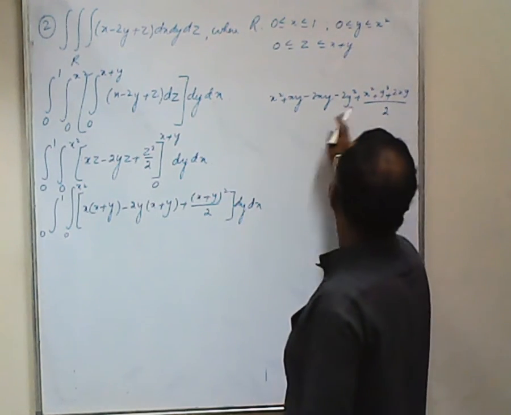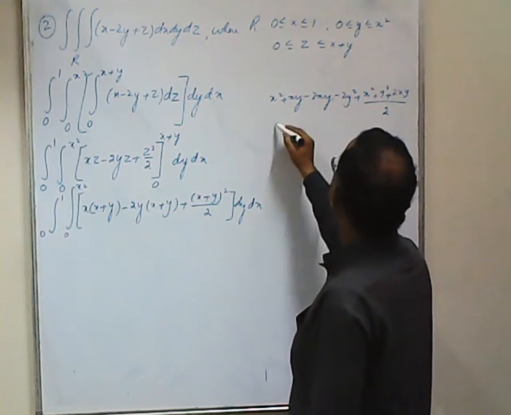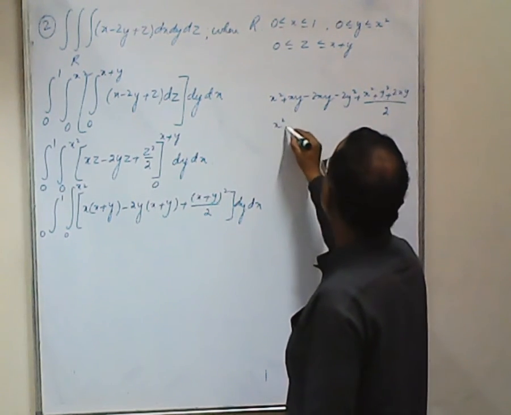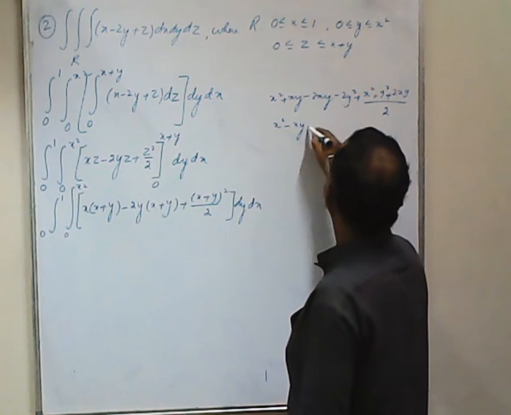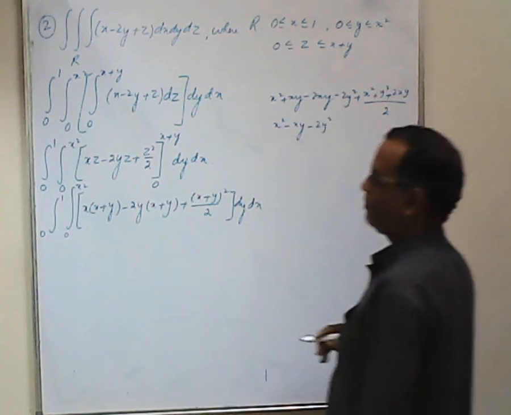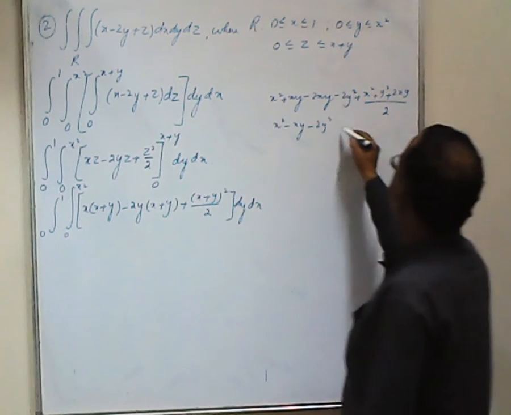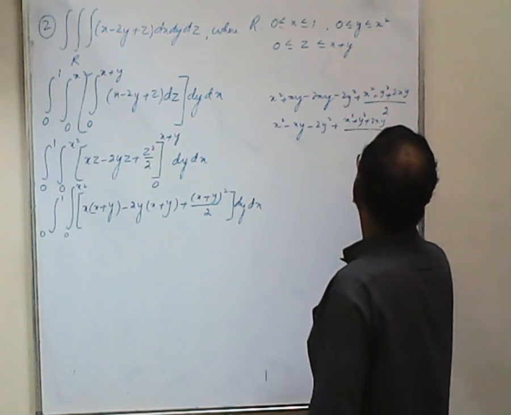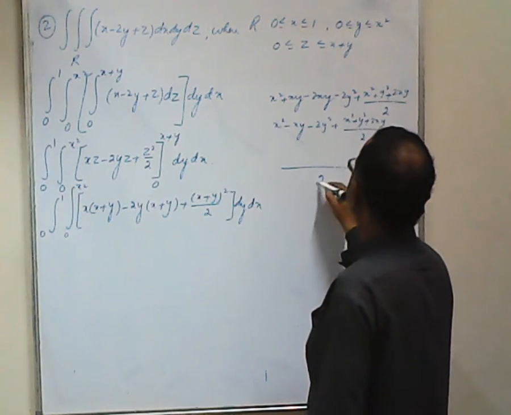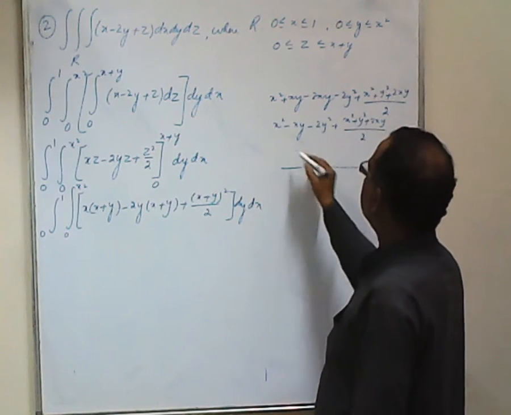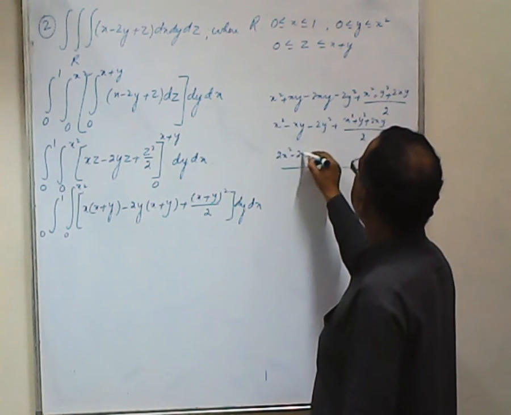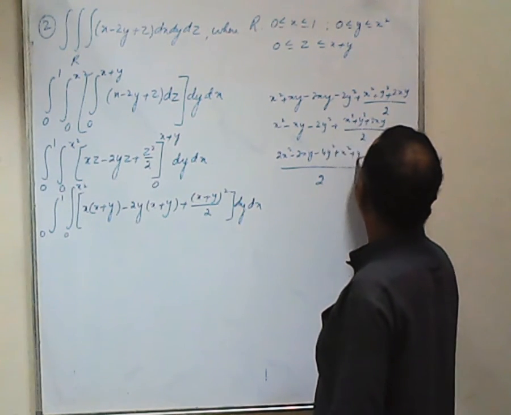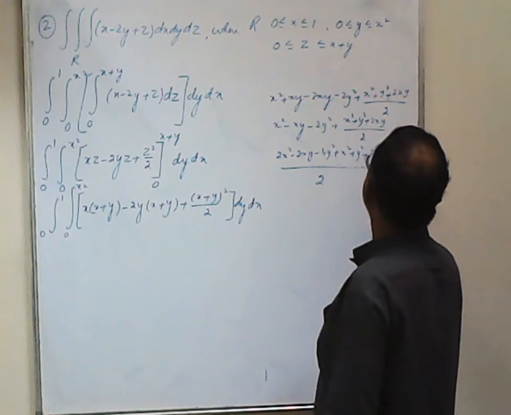So it means x square, xy minus 2xy is minus xy, then minus 2y square, and then we have plus x square plus y square plus 2xy upon 2. So if I take LCM as 2, it means 2x square minus 2xy minus 4y square plus x square plus y square plus 2xy.